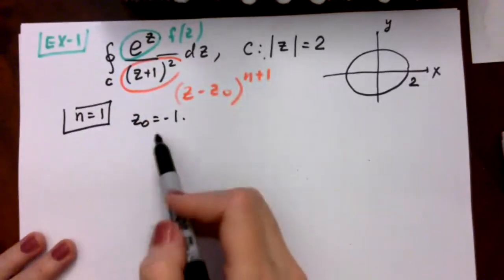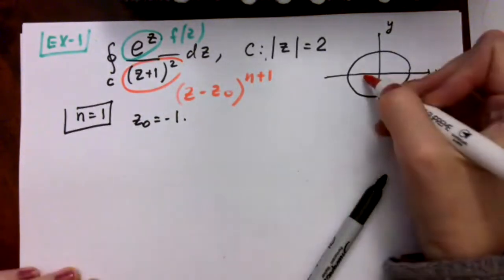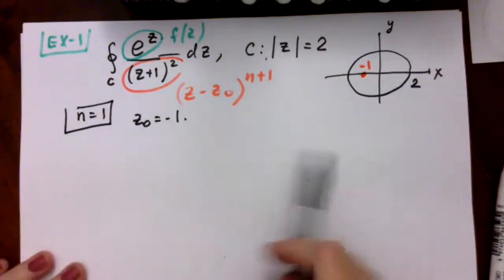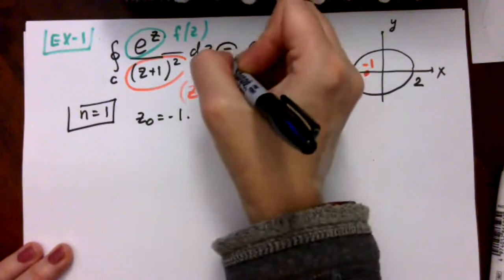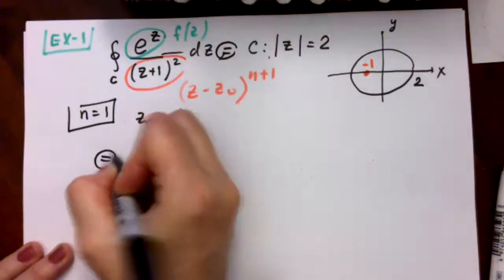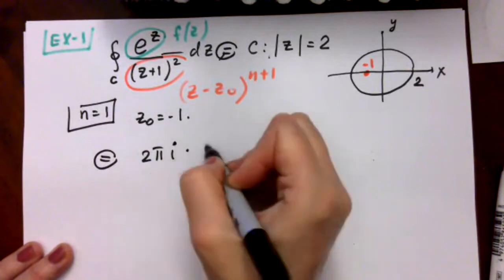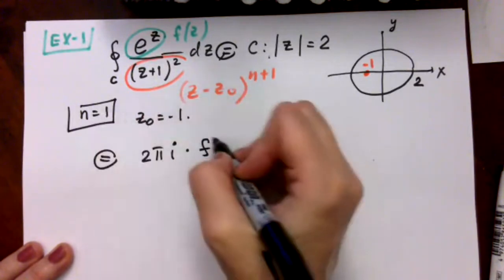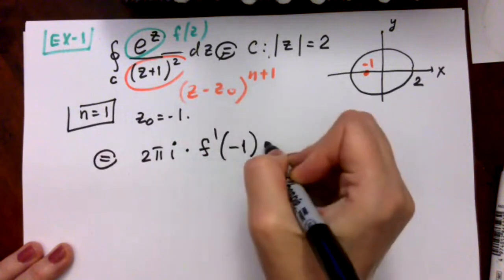And we need to make sure that minus 1 is inside our contour. But we are quite lucky because minus 1 is somewhere here. It is inside the contour. So it means that we can apply this beautiful Cauchy's integral formula. Let's do it. The answer will be 2 pi times i times f, and what is the order of derivative? The first, because n is equal to 1.